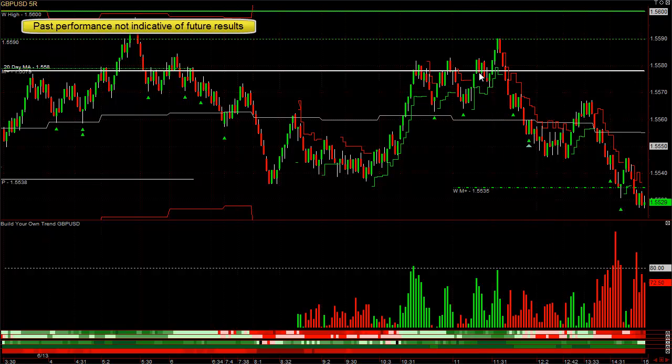Again, it comes up to this area here and it can't break out. You might want to exit half your trade with 5 or 6 pips, and then it goes up and hits the next resistance area and stalls. You can use this to scalp the market.